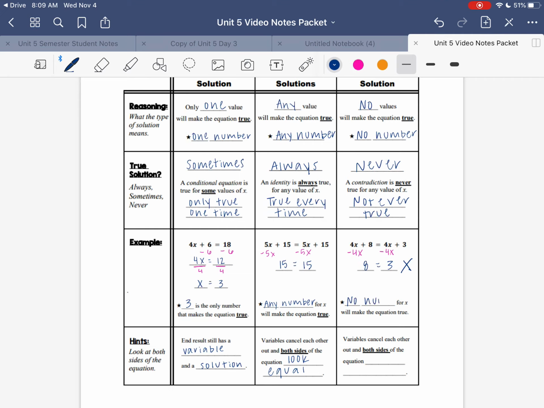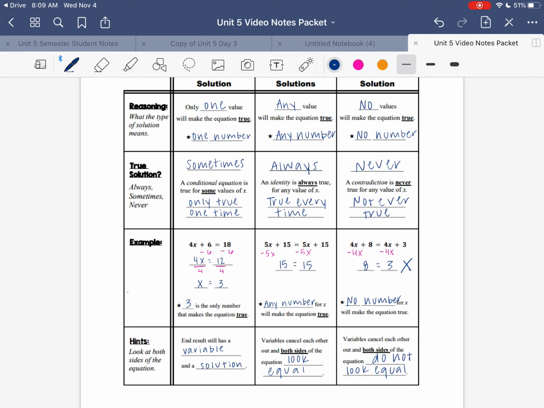No number is going to make that equation true. Your hint for when this happens is your variables will typically cancel out. So when I took away that 4x, it went away on both sides. And then we get something where the two sides are not equal. The two sides do not look equal.